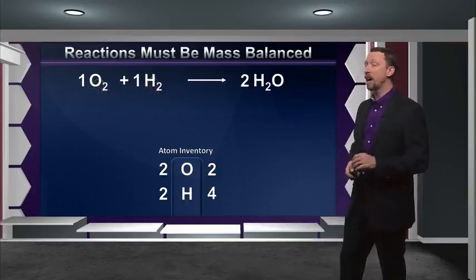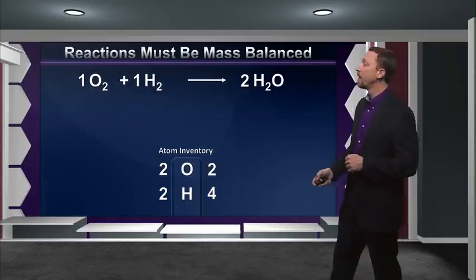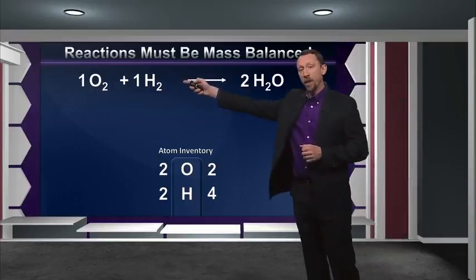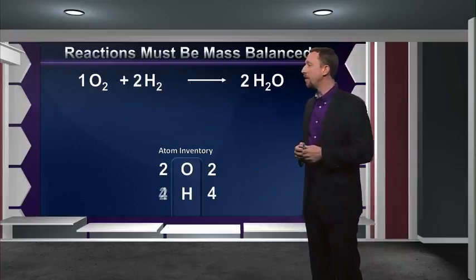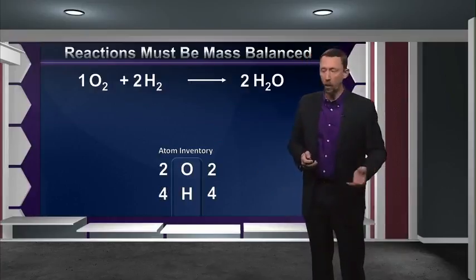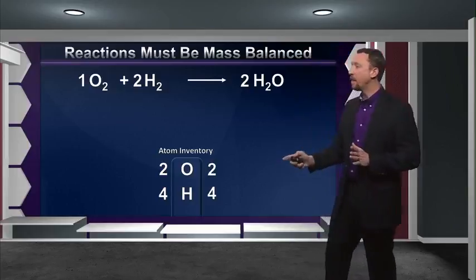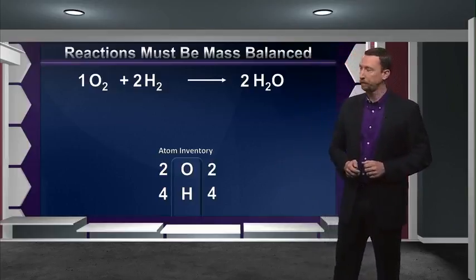All I have to do is unlock those elements and start using them. So my hydrogen has a coefficient of 1 now. By changing that to 2, I can change the number of hydrogens on the reagent side to 4. Now I have a balanced equation.